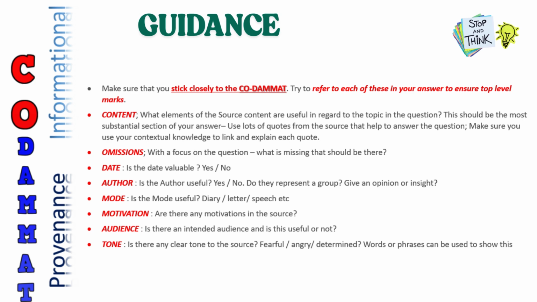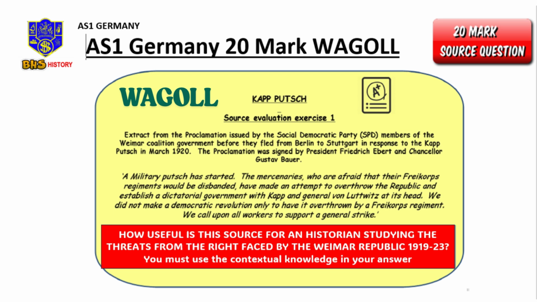Okay, so let's look at this example. It's a Kapp Putsch source. It's an extract from a proclamation issued by the SPD members of the Weimar coalition government, before they fled from Berlin to Stuttgart in response to the Kapp Putsch in March 1920. The proclamation was signed by President Friedrich Ebert and Chancellor Gustav Bauer.